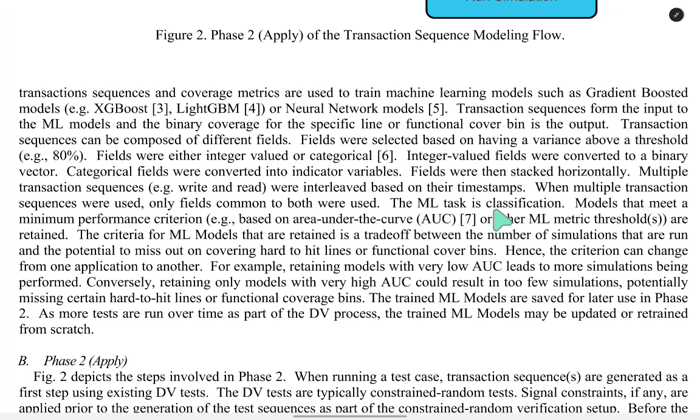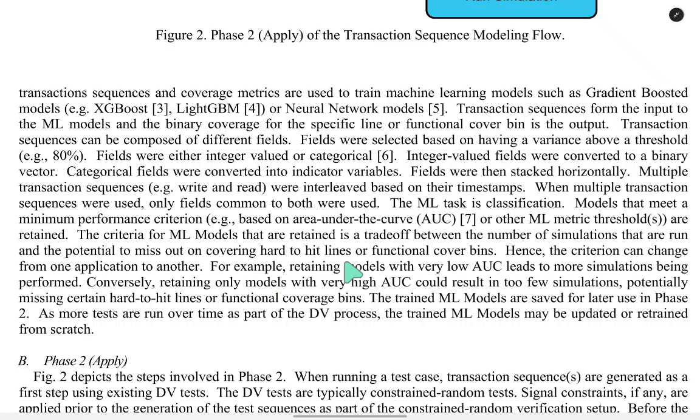The ML task is classification. Models that meet a minimum performance criterion, for example based on the area under the curve (AUC) or another ML metric threshold, are retained. The criterion for retaining ML models is a trade-off that depends on the cover bins. Hence, the criterion can change from one application to another.